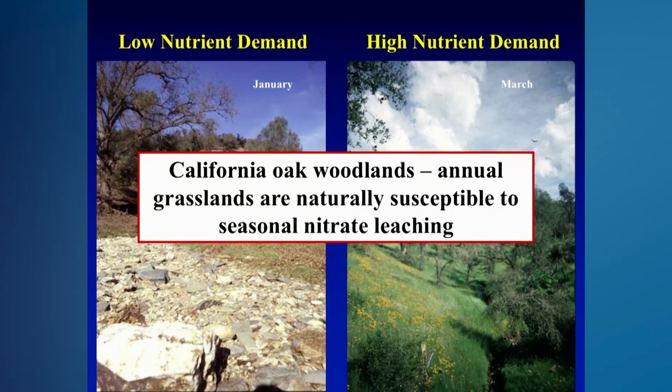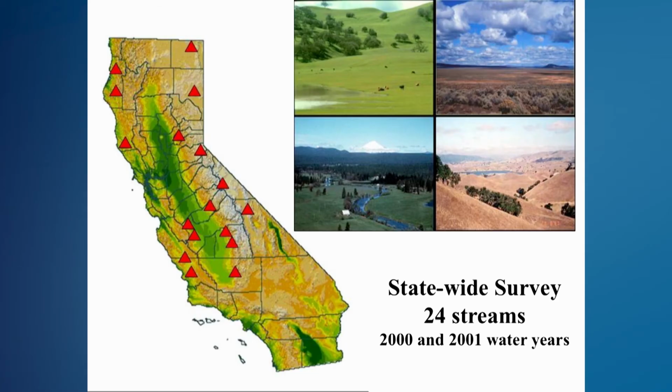Therefore, California oak woodlands and annual grassland are naturally susceptible to seasonal nitrate leaching due to this temporal decoupling between the availability and the demand for nitrate in the ecosystem. A statewide survey of 24 rangeland streams in California was conducted in 2000 and 2001 for several California rangelands, as shown by the map here.